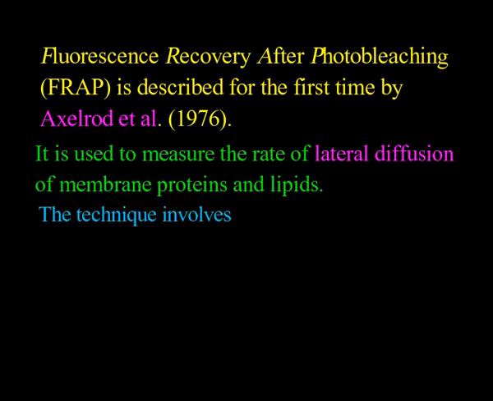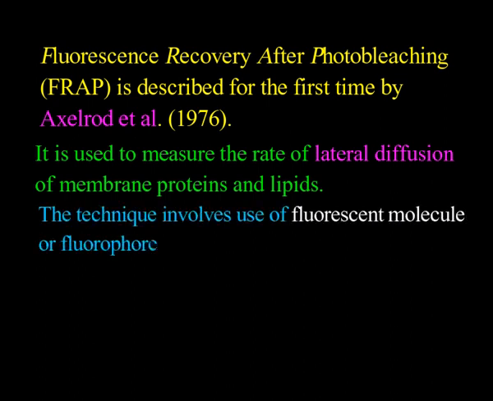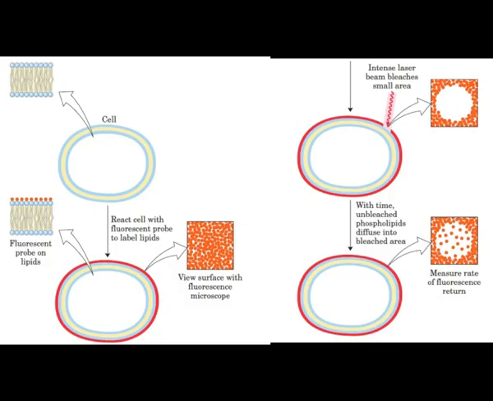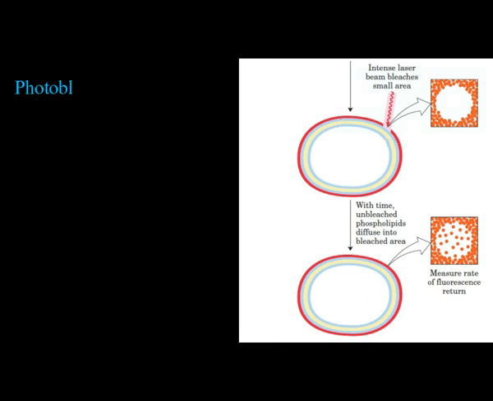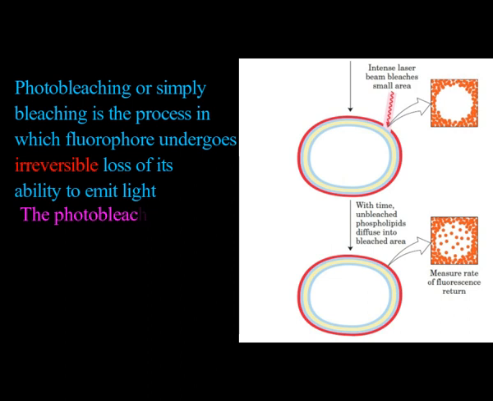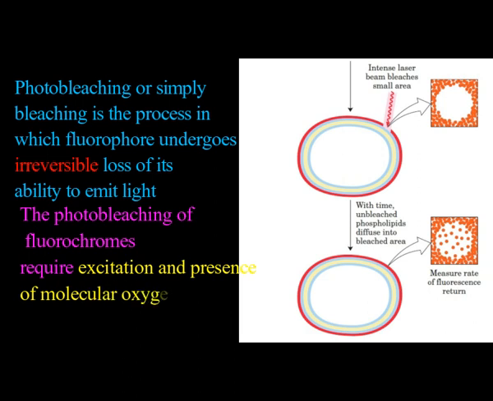The technique involves the use of fluorescent molecules or fluorophores to label the surface molecules to be analyzed. The region of interest, that is ROI, is photobleached by exposing the region to a high intensity laser or to intense light for a prolonged period. Photobleaching, or simply bleaching, is the process in which a fluorophore undergoes irreversible loss of its ability to emit light. The photobleaching of fluorochromes requires excitation and the presence of molecular oxygen.